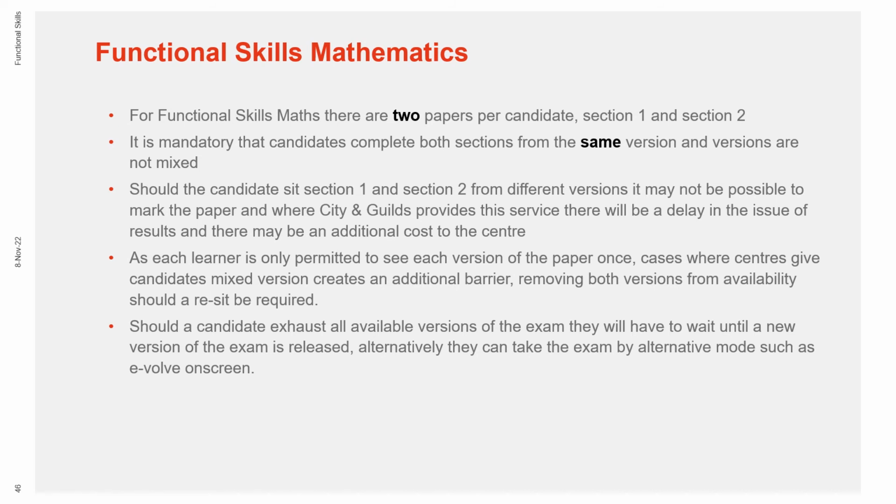As each learner is only permitted to see each version of the paper once, cases where centres give candidates mixed versions creates an additional barrier, removing both of these versions from availability should a resit be required. And should a candidate exhaust all available versions of the exam, they will have to wait until a new version of the exam is released. Alternatively, they can take the exam by alternative mode, such as paper-based for an on-screen candidate.